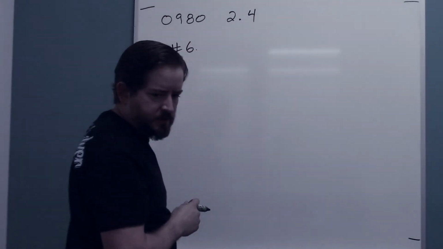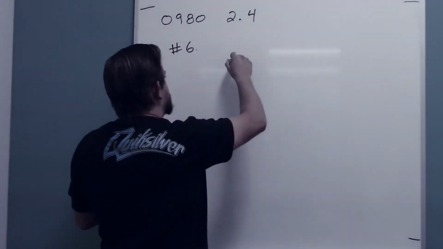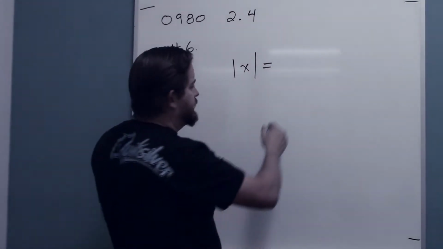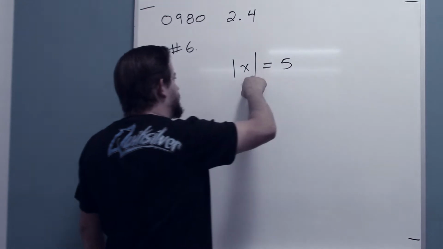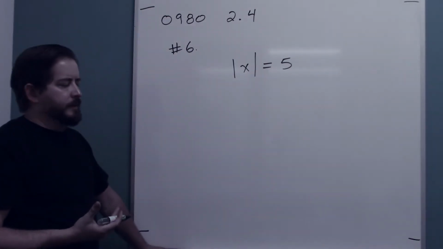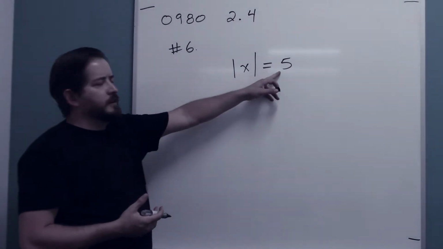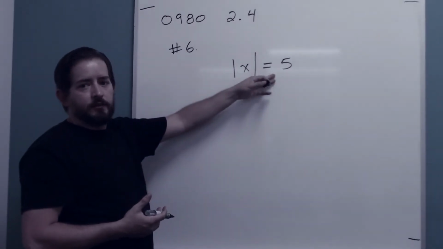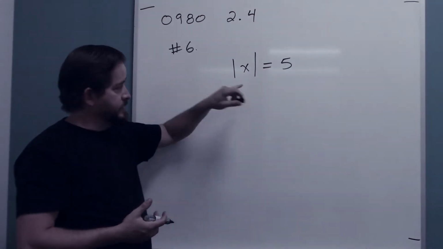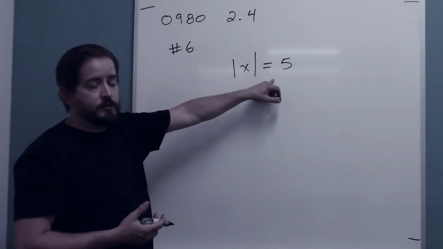It just simply asks you to solve for x. And it has the absolute value of x is equal to 5, right? And so you think about this and just say, well, if x is 5, then this is true because the absolute value of 5 is 5. But x could also be negative 5, because the absolute value of negative 5 is also 5.